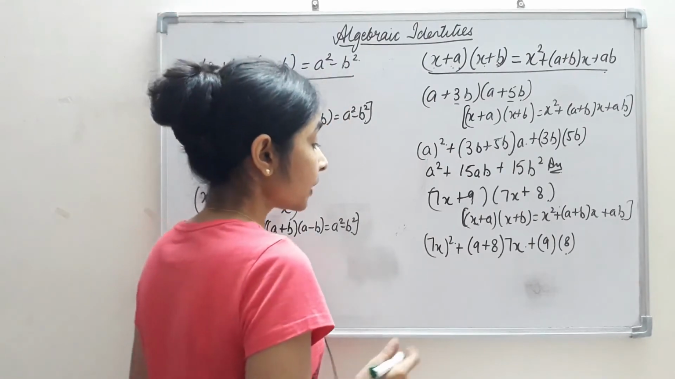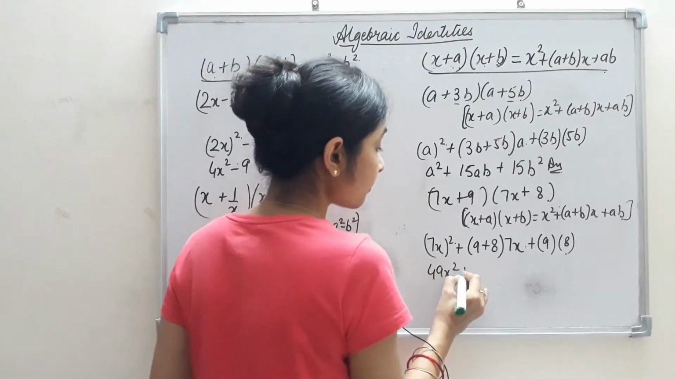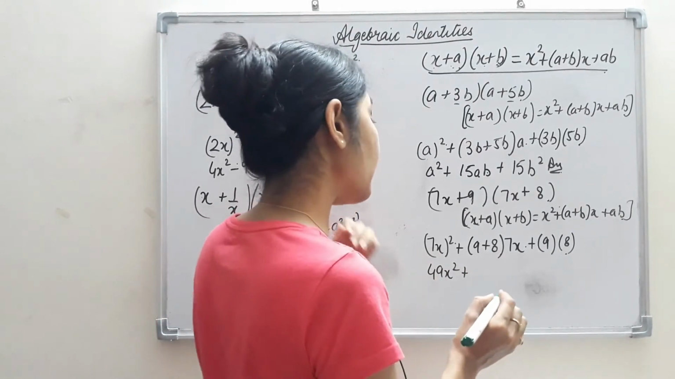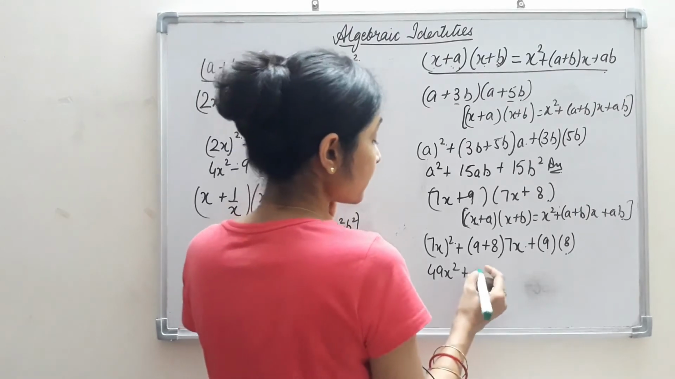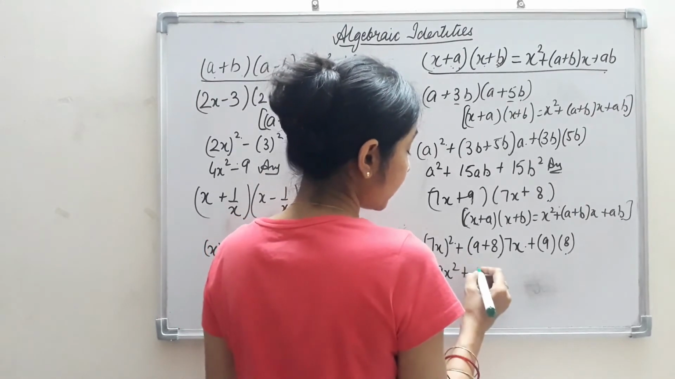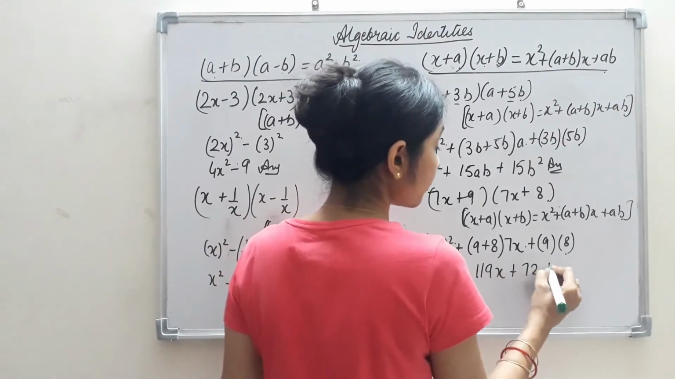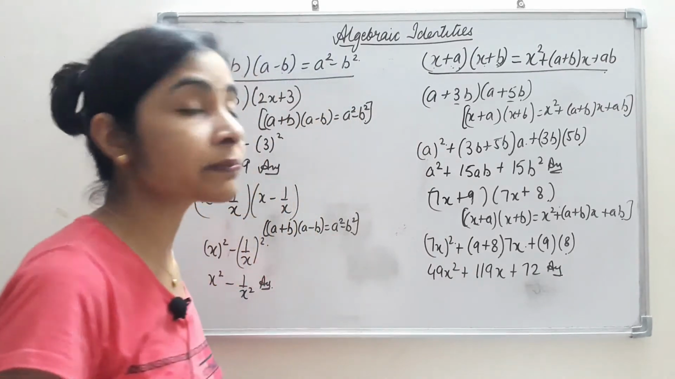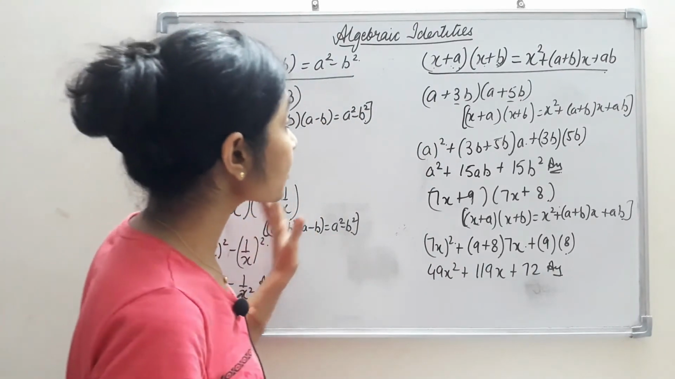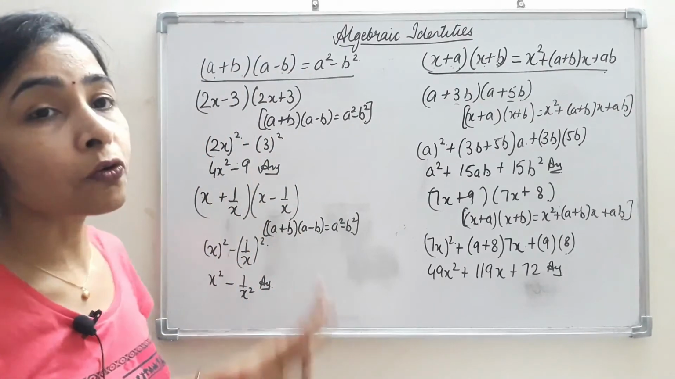Now (7x) whole square gives us 49x square, plus 7 plus 8 is equal to 17, and 17 multiplied by 7, 17 sevens are 119. So 119x plus 9 8s are 72. So our answer is 49x square plus 119x plus 72. Like this we solve the questions related to the four identities.